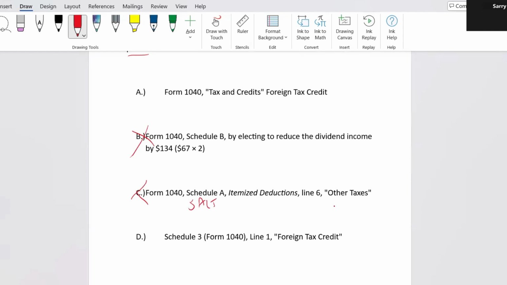That's right. Just remember Schedule 3 for foreign taxes paid. So I would write out Schedule 3 equals foreign tax credit. Just remember those two. Right? Put these two together. It doesn't go on 1040.